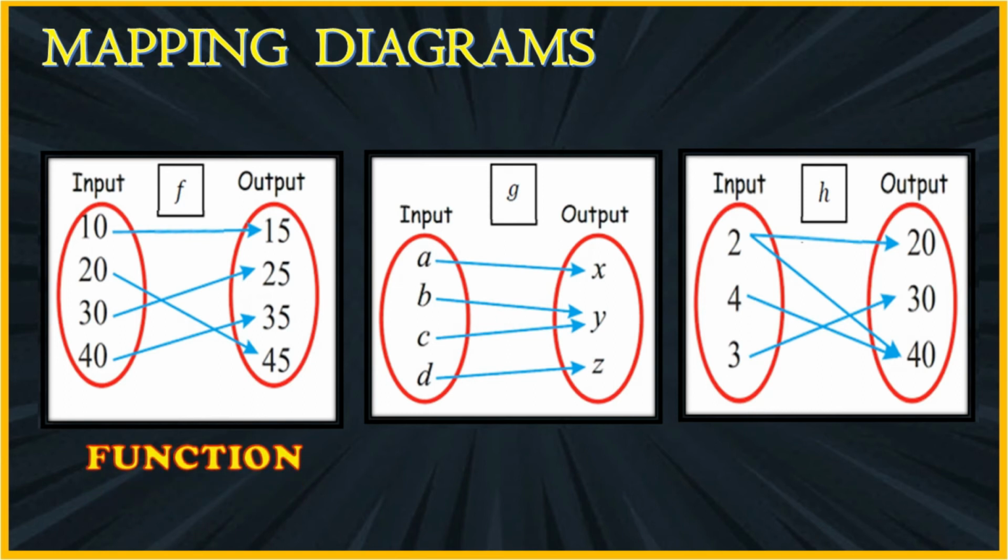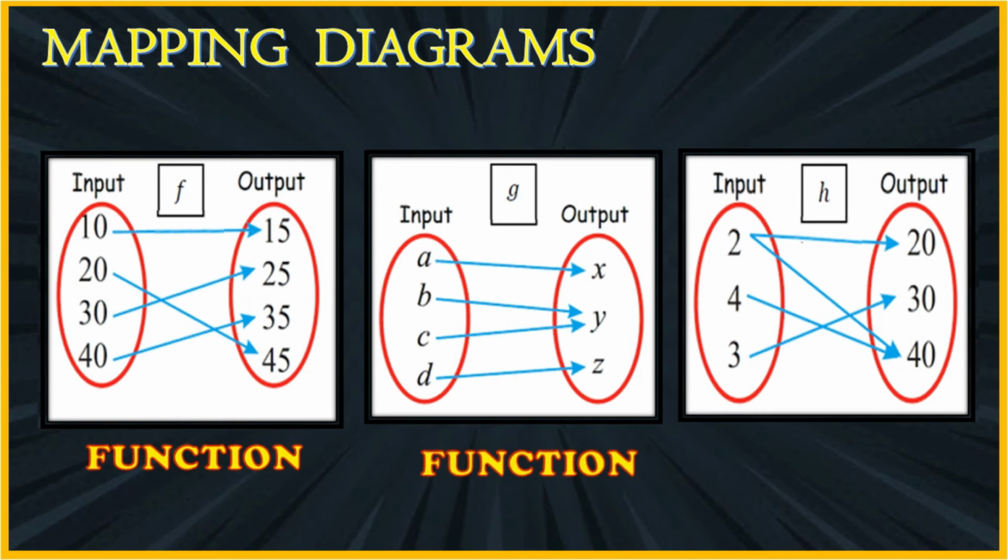Next mapping diagram, we have inputs A, B, C, and D. Output of A is X, output of B is Y, output of C is Y also, and the output of D is Z. No repetition in the inputs, which means the second mapping diagram is also a function.